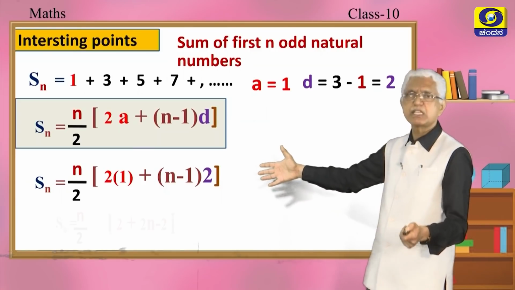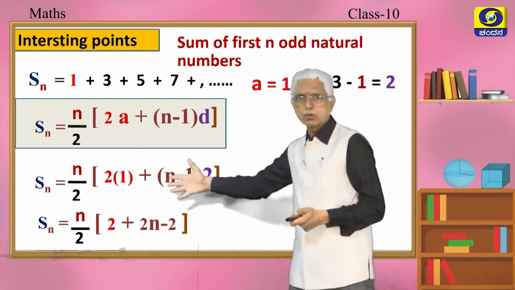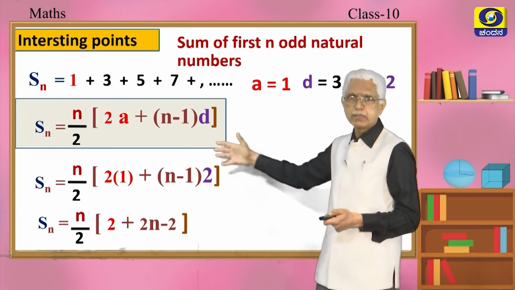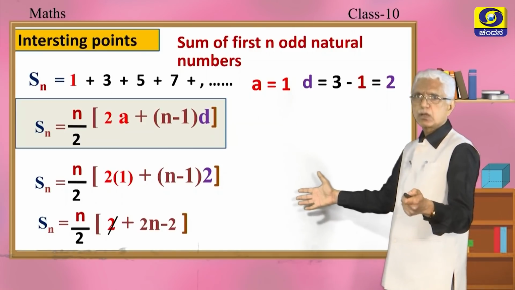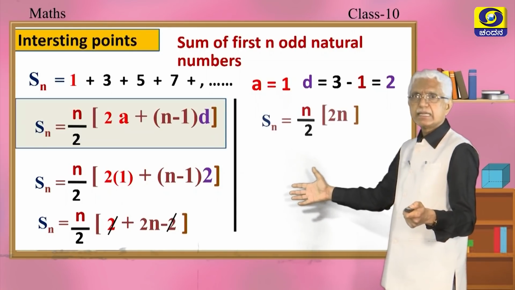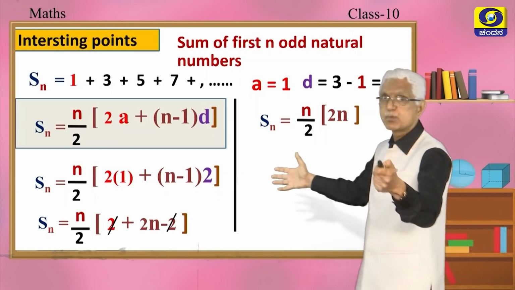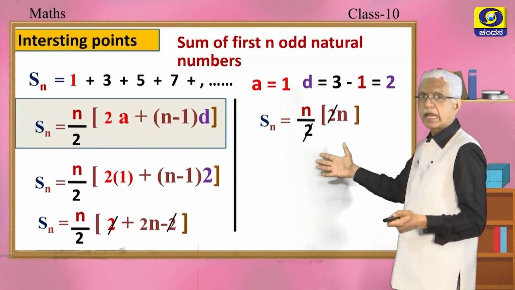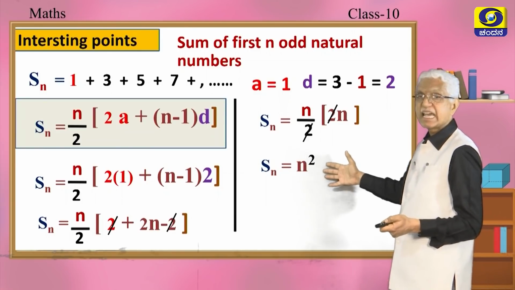I have just substituted, my dear children. So, it is n by 2, (2 into 1 is 2), and I removed the bracket here, 2 into n is 2n, 2 into minus 1 is minus 2, correct. And please observe that plus 2 and minus 2 has to get cancelled. So, what do I get? Sn is equal to n by 2 into 2n. Plus 2 minus 2 got cancelled, no. So, n by 2 into 2n. Can I cancel this 2 and 2? I can, because it is the product. So, what did I get? Sn is equal to n square.